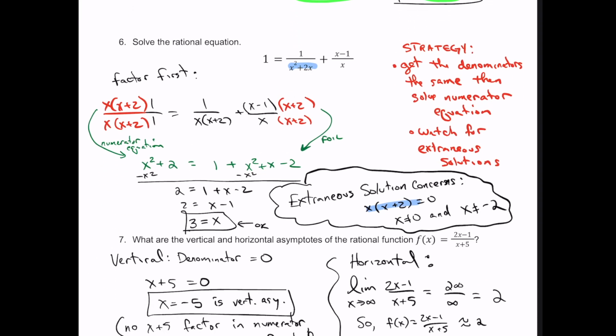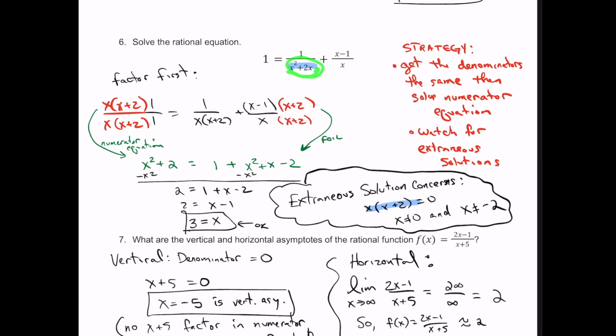Solving rational equations, off to the side, I put the strategy. The strategy is to get all the denominators to be the same, and then you just throw away the denominator and solve the numerator equation, and don't forget to watch for those extraneous solutions. So what are extraneous solutions? So let's just jump right in and talk about that.